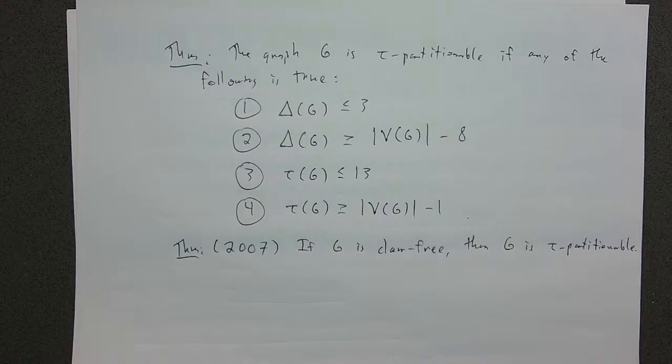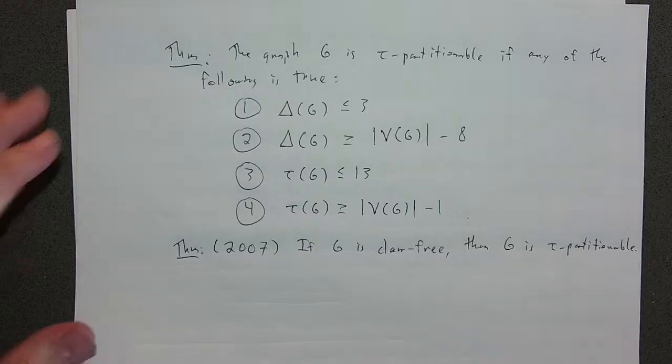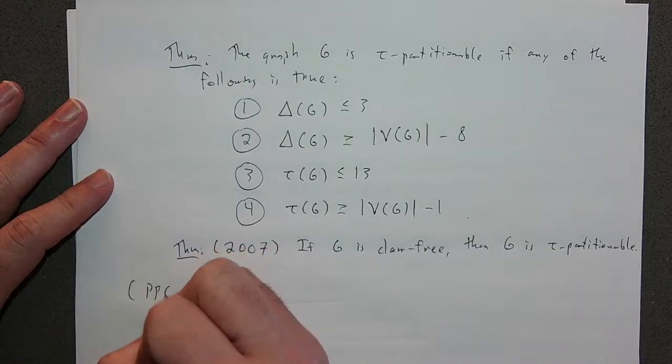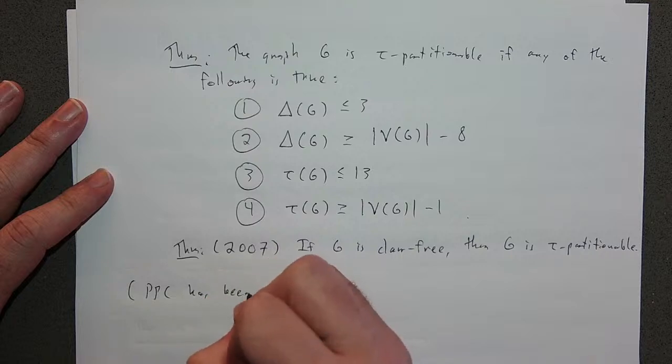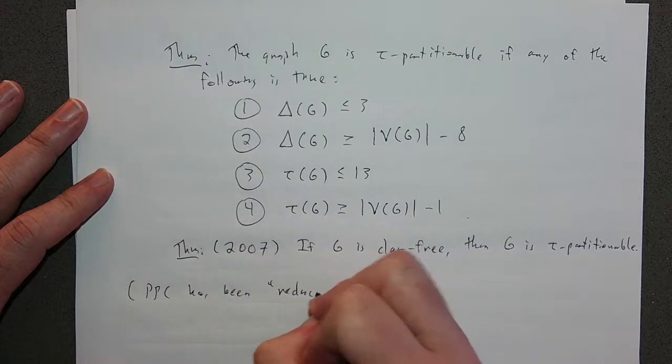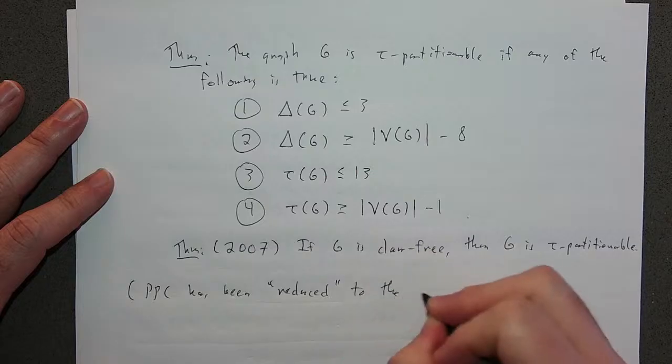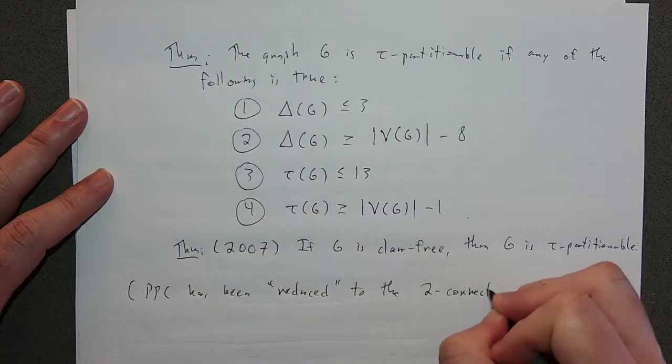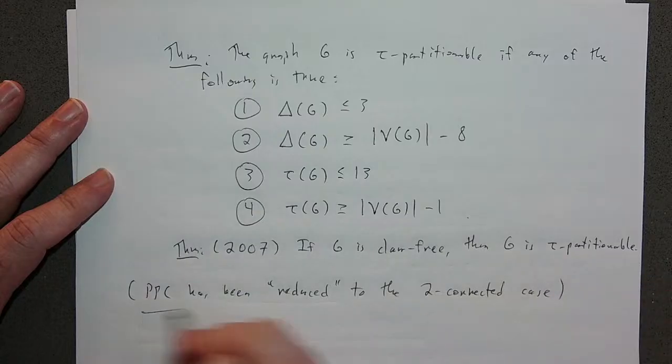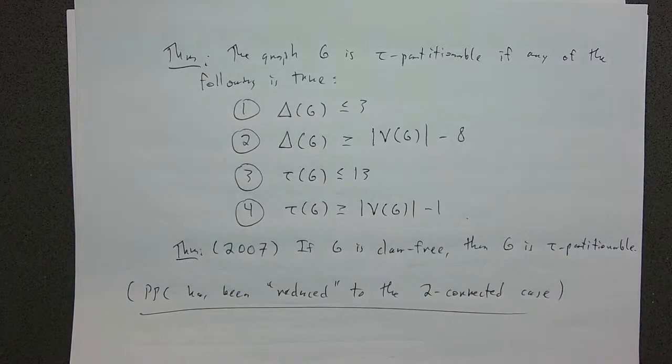So in fact, in the same article that this theorem comes from, the authors also prove that in order to prove that the path partition conjecture is true, it is sufficient to prove that every two-connected graph is tau partitionable. So the PPC has been reduced to the two-connected case. Okay. So if you can prove that every two-connected graph is tau partitionable, that would show that every graph is tau partitionable.